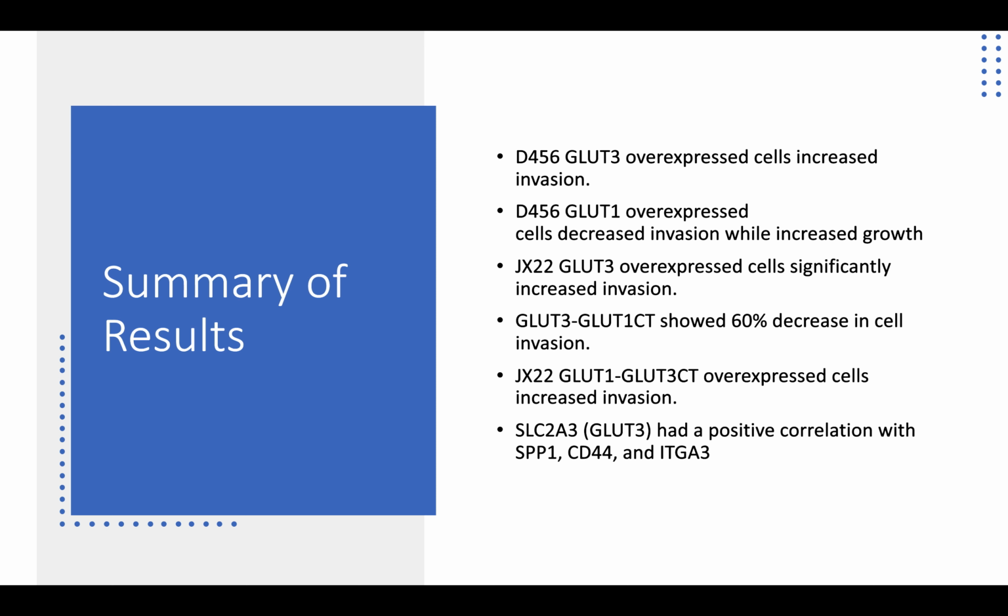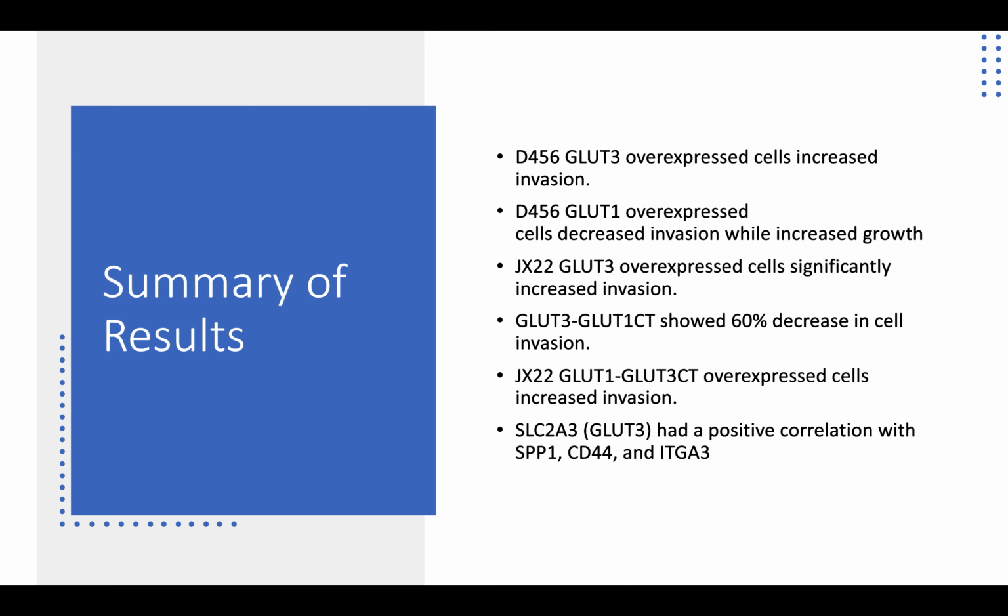Summary of the results. D456 GLUT3 overexpressed cells increased invasion. D456 GLUT1 overexpressed cells decrease invasion while increasing growth. JX22 GLUT3 overexpressed cells significantly increased invasion.